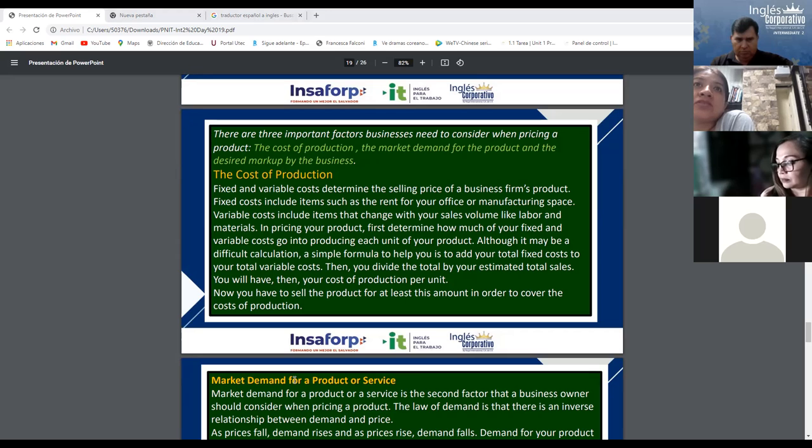In pricing your product, first determine how much of your fixed and variable costs go into producing each unit of your product. Although it may be a difficult calculation, a simple formula to help you is to add your total fixed cost to your total variable cost. Then you divide the total by your estimated total sales, and you will have your cost of production per unit. Now you have to sell the product for at least this amount in order to cover the cost of production.